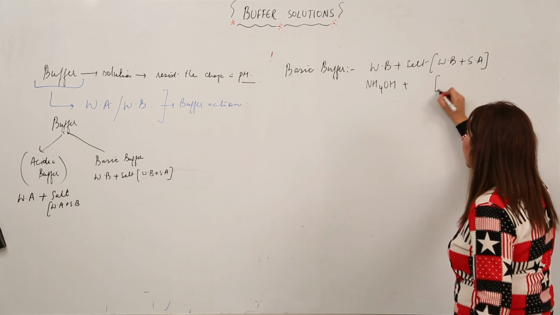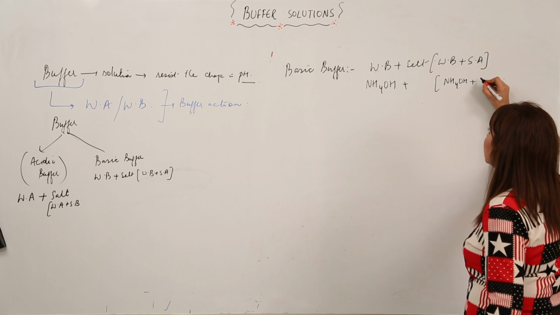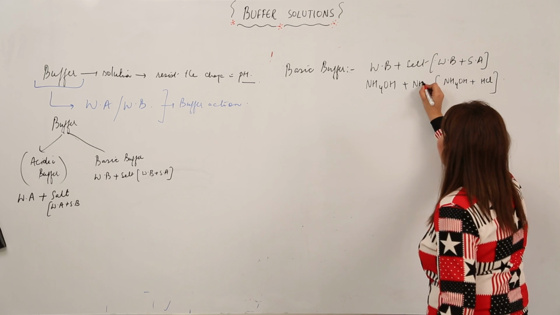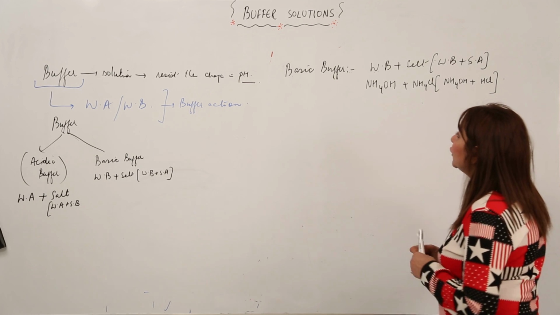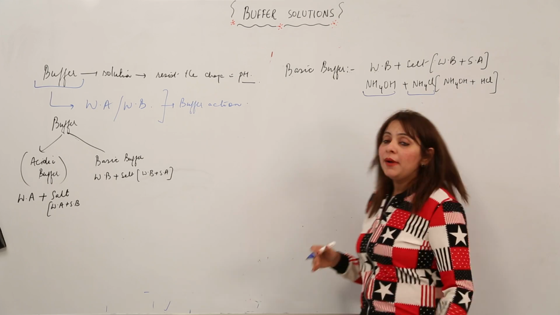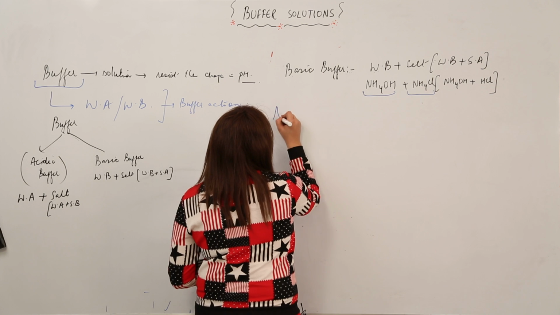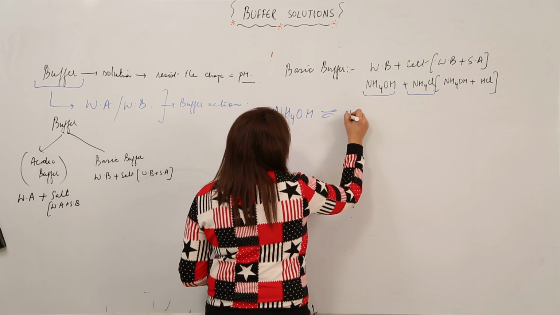And the salt which I am taking into consideration is from the same base and a strong acid, let it be HCl, so we get NH4Cl. So the constituents of the basic buffer are the ammonium hydroxide and the ammonium chloride. Now what is actually present in the solution of the basic buffer?